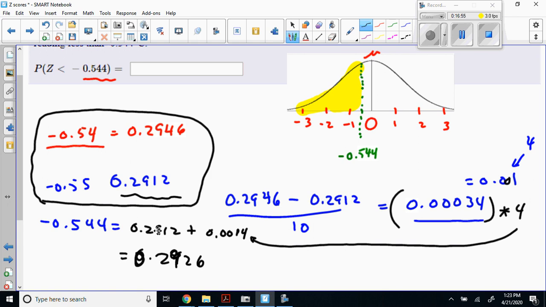0.014. Added it to the 0.2912, and I get 0.2916, or not 216, sorry. So yeah, I'm gonna put those back on. There you go.